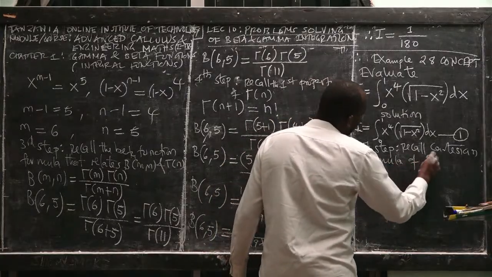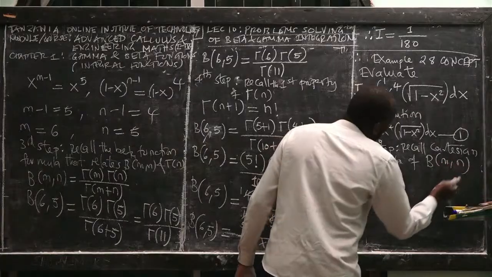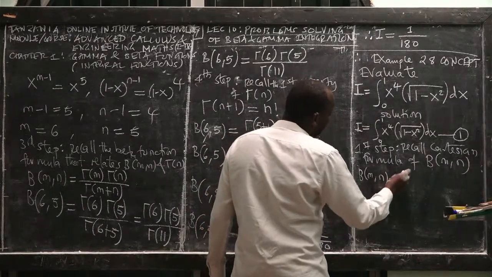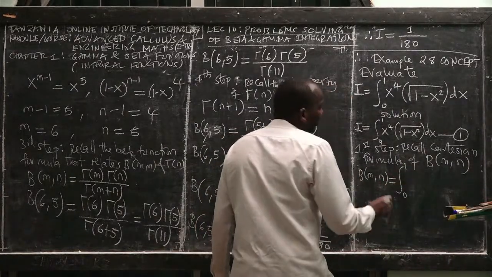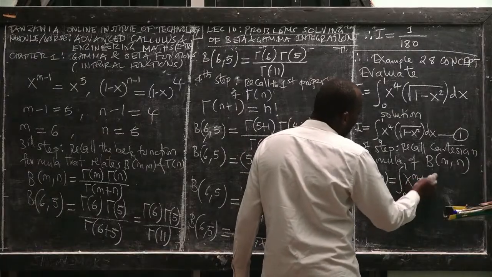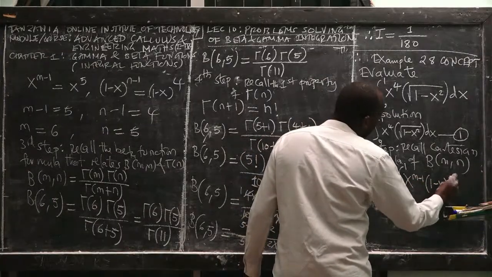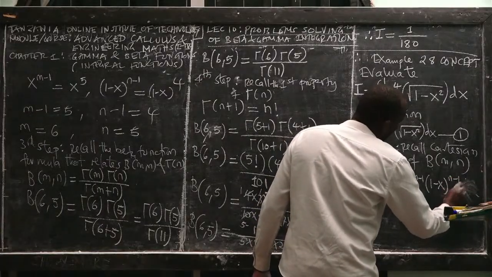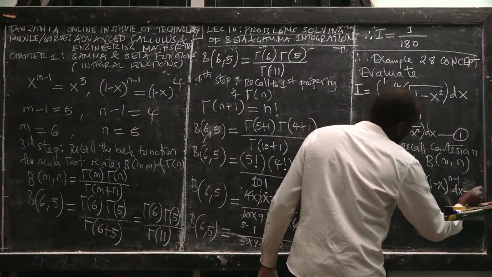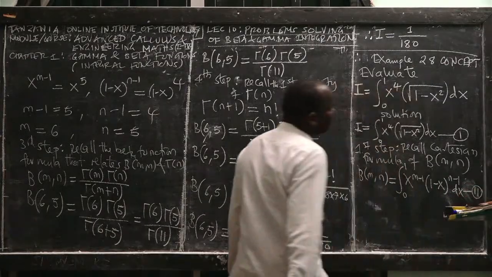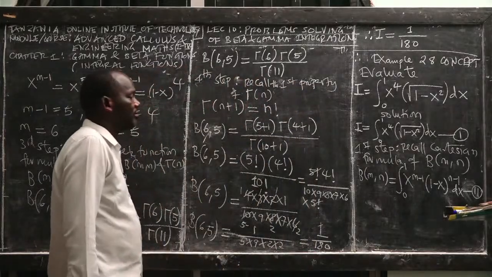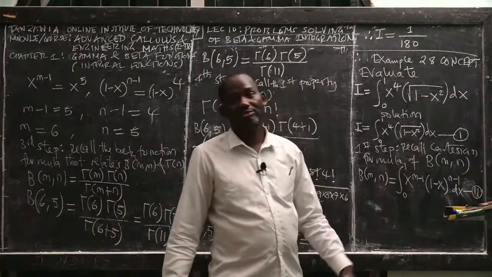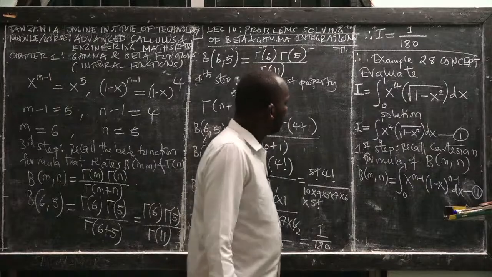of beta function, beta of m comma n. So beta of m comma n, dear students, this is the integral from 0 to 1 of x power m minus 1 times (1 minus x) power n minus 1 dx. So this one is equation 2. Can we compare equation 2 with the right hand side of equation 1? No. Why? Because here we can compare.